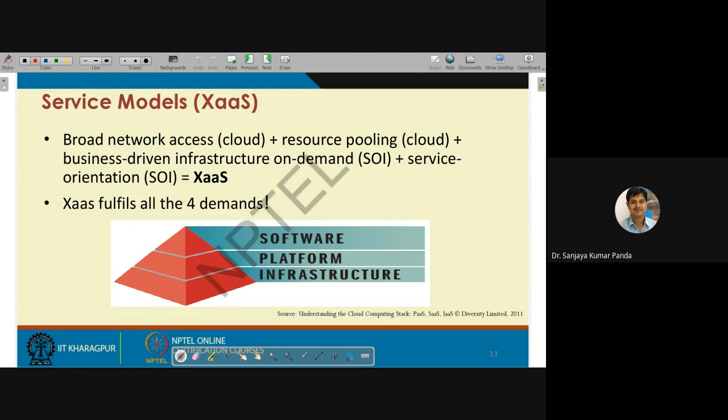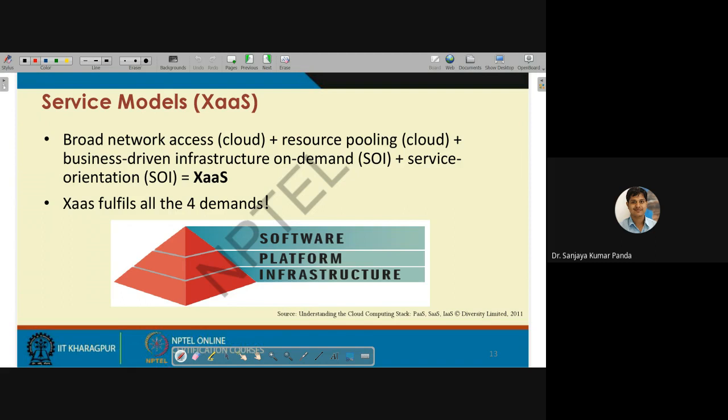First one is on-demand self-service. Second one is broad network access. Sir, then it's resource pooling. Exactly. And the fourth one is measured service, and the fifth one is rapid elasticity, scalability, right?